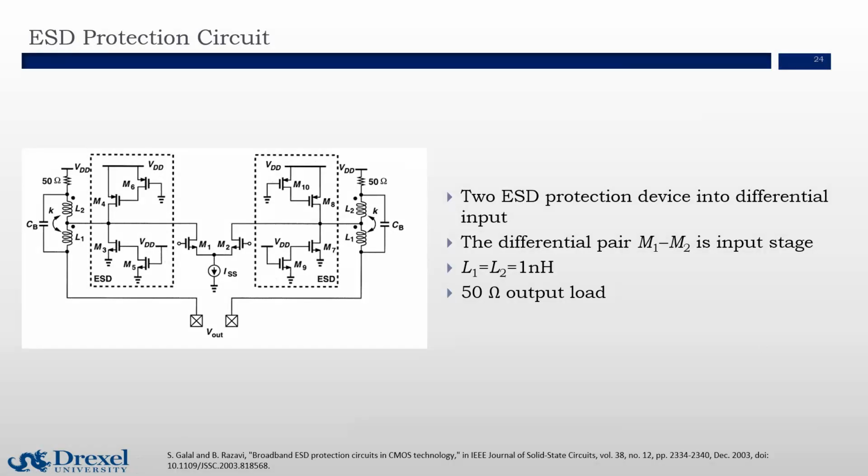T-coils can also be applied to a differential circuit by just placing another T-coil on the right side. So assuming we have a differential pair in the middle, and we have two input differential paths. Let's assume the left side is a positive input and the right side is a negative input. Both paths have a T-coil to resonate out the parasitic capacitance of our ESD clamp device. In this typical example, L1 and L2 equal 1 nanohenry, and it's assuming a 50 ohm output load.